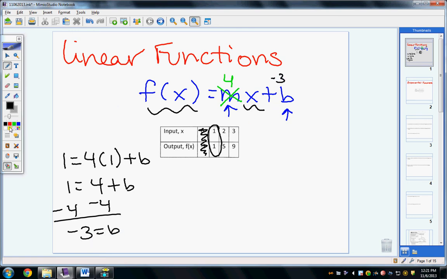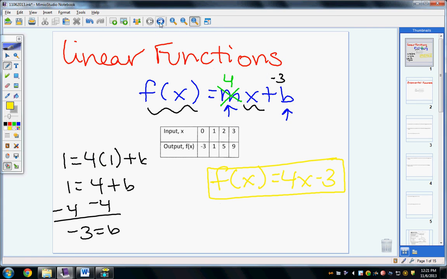So what this means is that the equation for the linear function of this table is f of x is equal to 4x minus 3. And that's what we were able to determine based on this table here. Okay, now let's talk about what we can do with that.